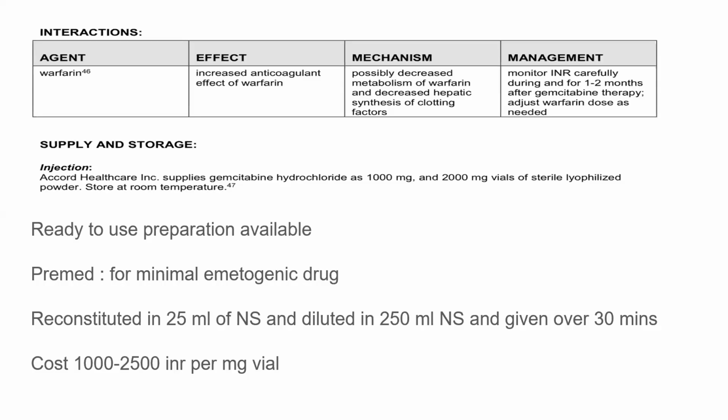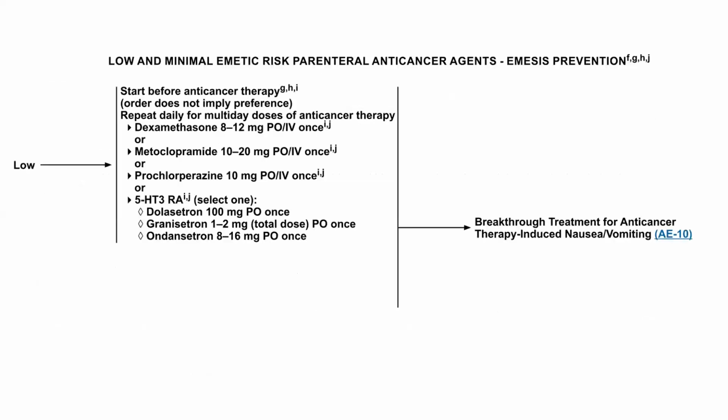So coming to supply and storage, gemcitabine is available as gemcitabine hydrochloride as 1 gram or 2 gram vials, and its properties, it's like a sterile lyophilized powder, which is stored at room temperature. And certain ready-to-use premixed bags are also available like Infugem. And pre-medication, as I told you, is for a minimally emetogenic drug, which I'll be dealing with in the subsequent slide. And this gemcitabine, which is in the powder form, has to be reconstituted with 20 ml of NS and diluted and given in 50 ml of NS over 30 minutes. Cost varies depending upon the brand. It's approximately 2,500 per 1000 mg vial.